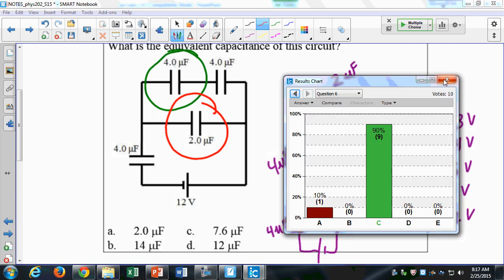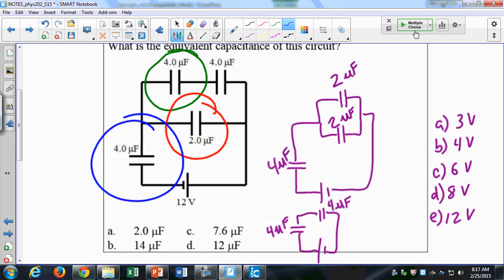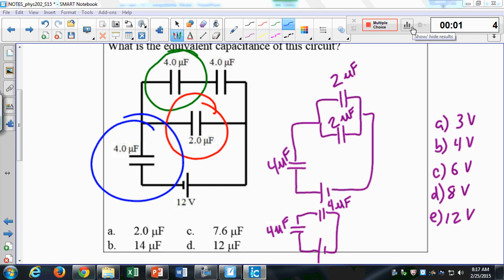Excellent. C is the right answer, isn't it? 6 volts. Remember, we had 6 volts between these 2, 3 and 3, and this is in parallel, so I have 6 volts here. Now let's do this one right here. What is the voltage now across this capacitor? That is the same as asking what is the voltage across this capacitor, by the way.